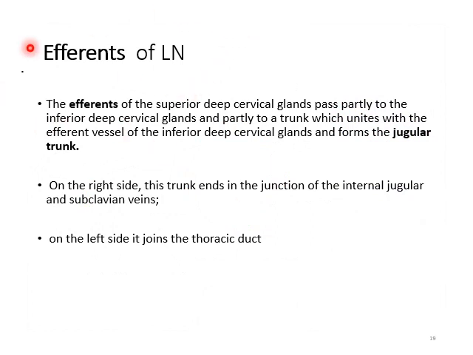Now, efferent from all these group of lymph nodes from the head and neck, from the superficial group they will go to the deep group, and then they form the jugular trunk. On the right side, this jugular trunk will directly open in the junction of the internal jugular vein and the subclavian vein, while on the left side, this jugular trunk joins the thoracic duct.